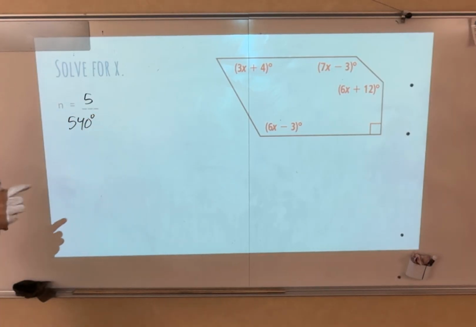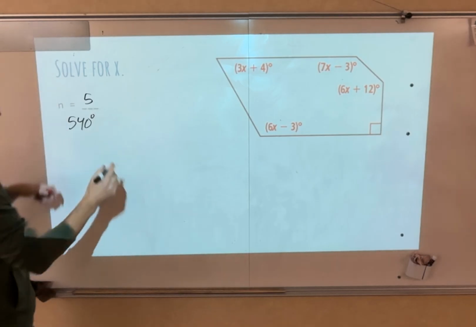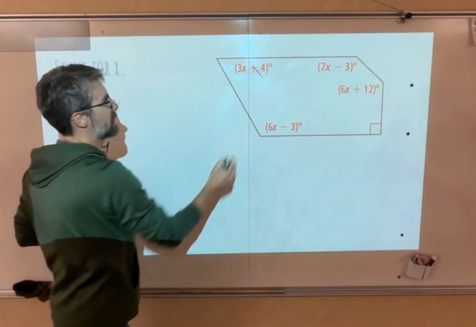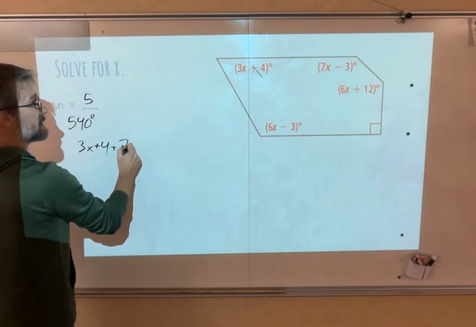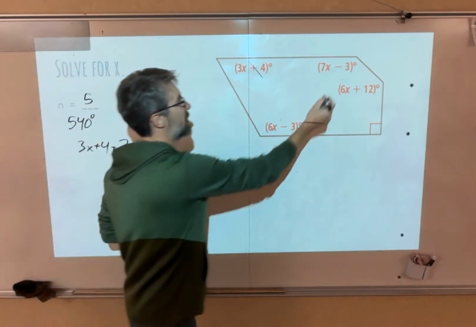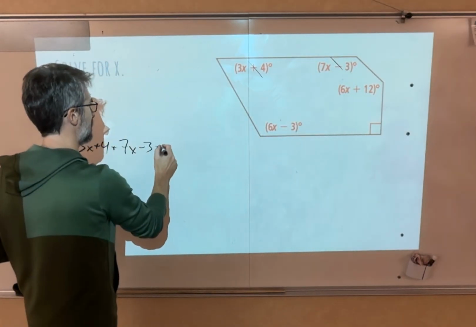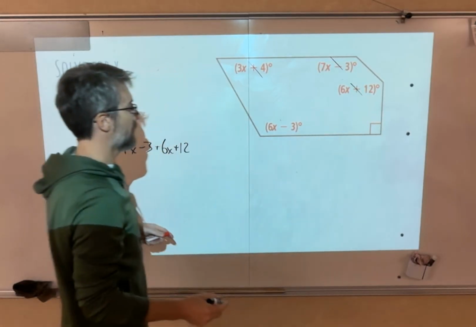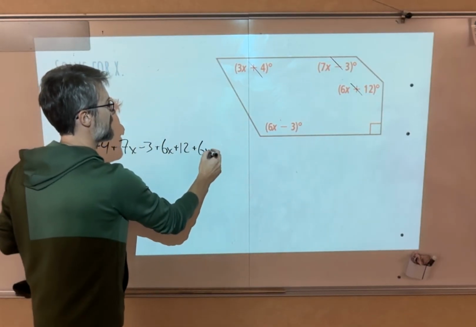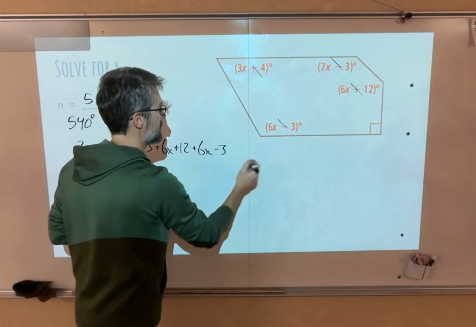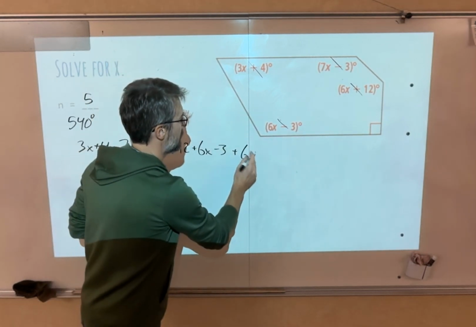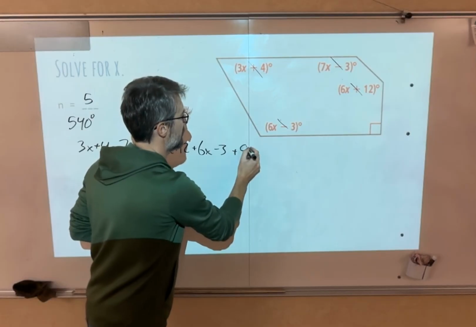So what I want to do is add everything together and set it equal to 540. We've got a 3x plus 4, cross that one off, a 7x minus 3, cross that one off, a 6x plus 12, cross that one off, a 6x minus 3, cross that one off. And then don't forget about this 90-degree angle here. Not 60, 90.